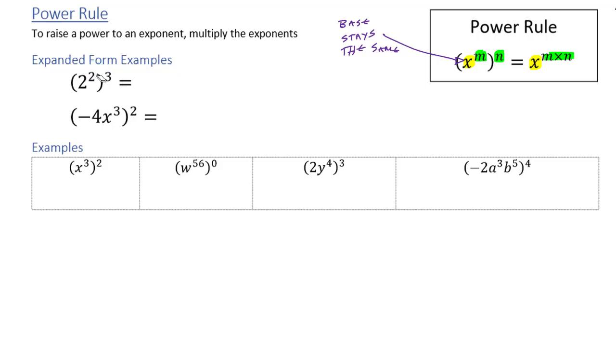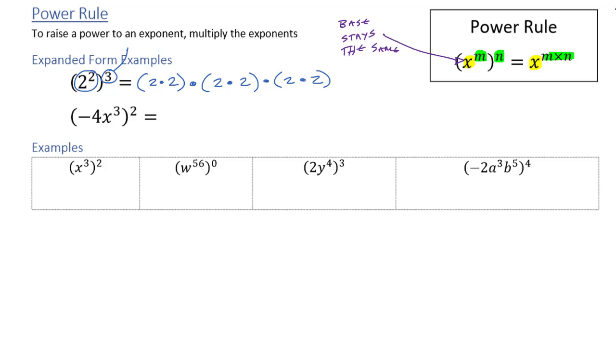Now let's talk about why. How many 2's are there here? In each bracket, there are 2 2's. It's 2 to the power of 2, right? So in that bracket. And then the 3 says, how many of that bracket do you have in total? I have 3 of them. So I have 2 to the power of 2 times 2 to the power of 2 times 2 to the power of 2.